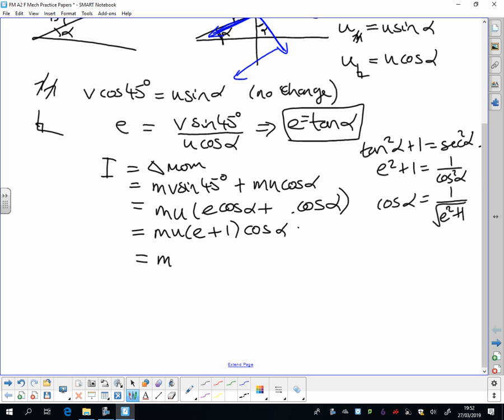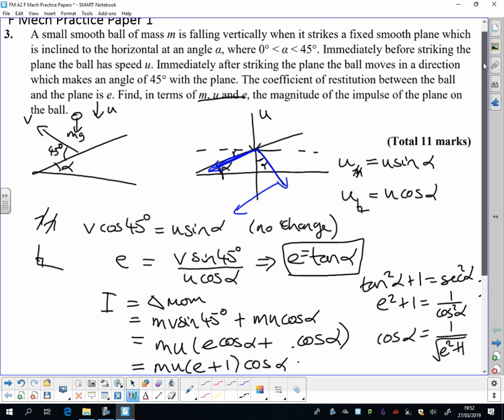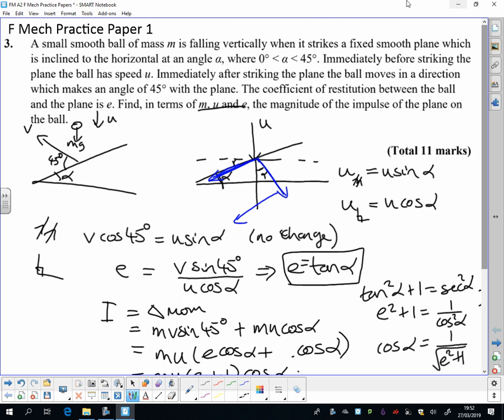That means I can sub that into here. Okay, and then I've got my impulse in terms of M, U and E, which is what they were looking for.